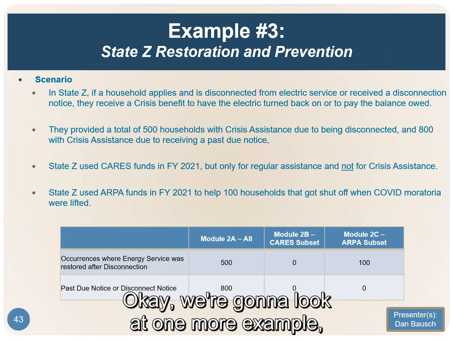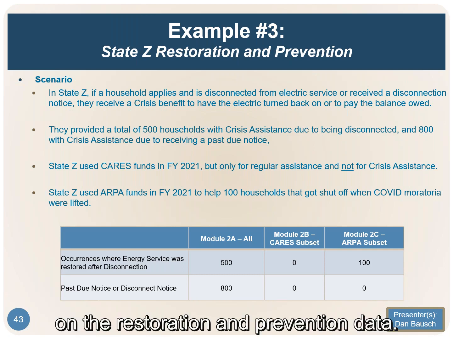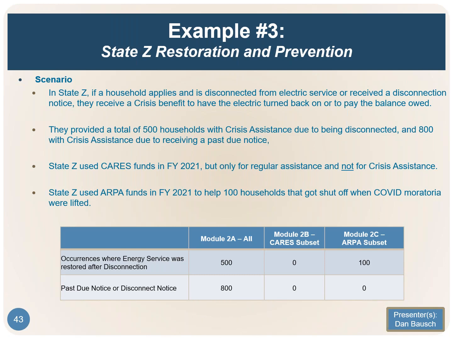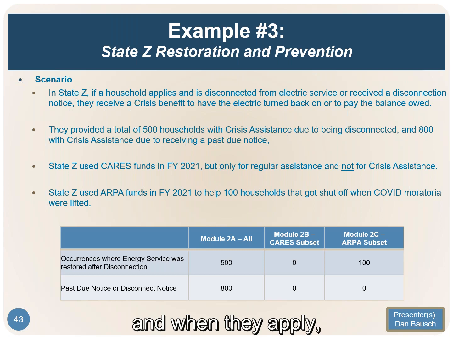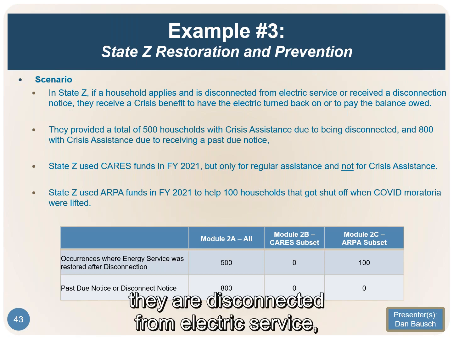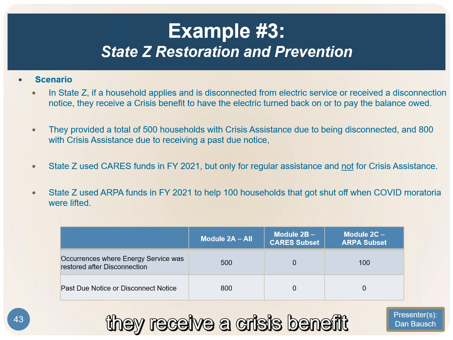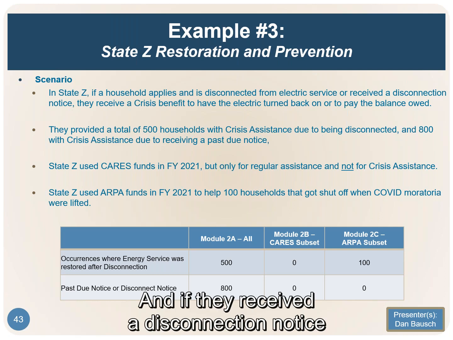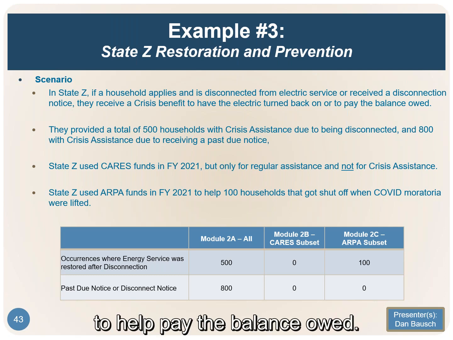Okay, we're going to look at one more example, and this is State Z, and now we're going to focus in on the restoration and prevention data. State Z, if a household applies in that state, and when they apply, they are disconnected from electric service, they receive a crisis benefit to have their electric turned on. And if they received a disconnection notice and they apply for LIHEAP, they get a crisis benefit as well to help pay the balance owed.